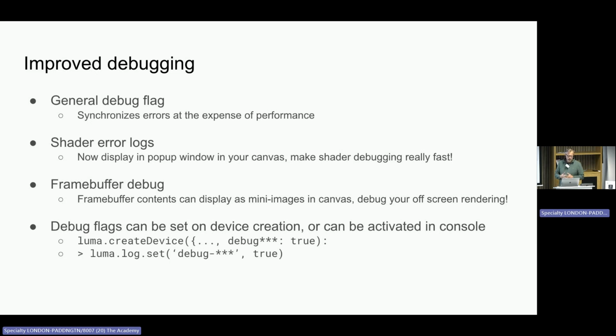We have framebuffer debug, so if you're writing into framebuffers, compositing offscreen before, and then you don't see anything on the screen, well, which compositing stage did it go wrong in? You can now display the framebuffer content as mini images in your canvas. You can see those compositing stages and where things go wrong. And debug flags can be set on device creation. So in luma.createDevice, there's a bunch of debug options. And you can also set them in the console. So if you're familiar with that system, you have an application running, you can just go in and turn on the debug flags and continue working in the browser console. You don't have to go and change your source code.